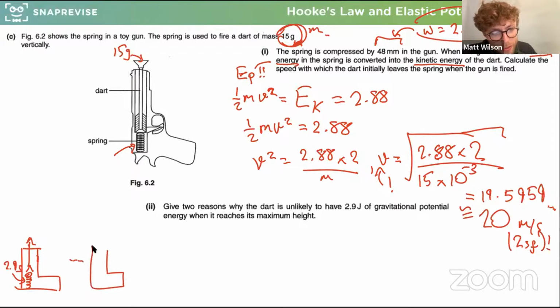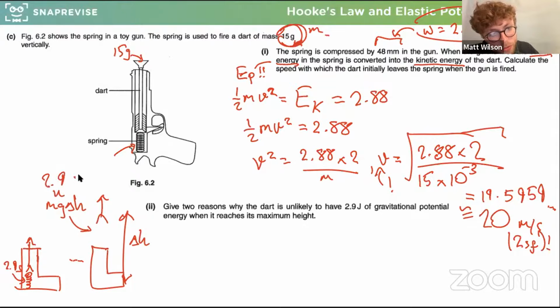And eventually this dart is going to leave the gun. Everything's converted to kinetic energy. And then eventually it's going to reach some highest point H. And so we could calculate the gravitational potential energy, which is mgh, and we would expect this to be 2.9 joules. And they're asking us to explain why it actually won't be 2.9 joules. So any ideas? Why is it not going to have all this initial 2.9 joules of energy in its height? Why is this unlikely? So any ideas?